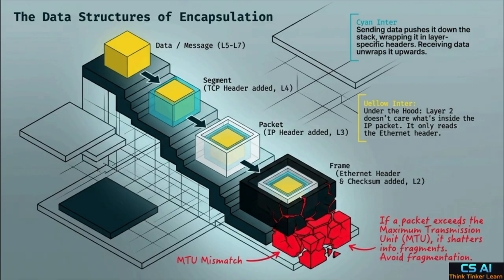Crucially, each layer operates independently. Layer 2 doesn't care what's inside the IP packet, it only reads the Ethernet header. And a word of warning, watch your MTU, maximum transmission unit. If your packet is too big, it will shatter into fragments, which is a performance killer. Avoid fragmentation at all costs.